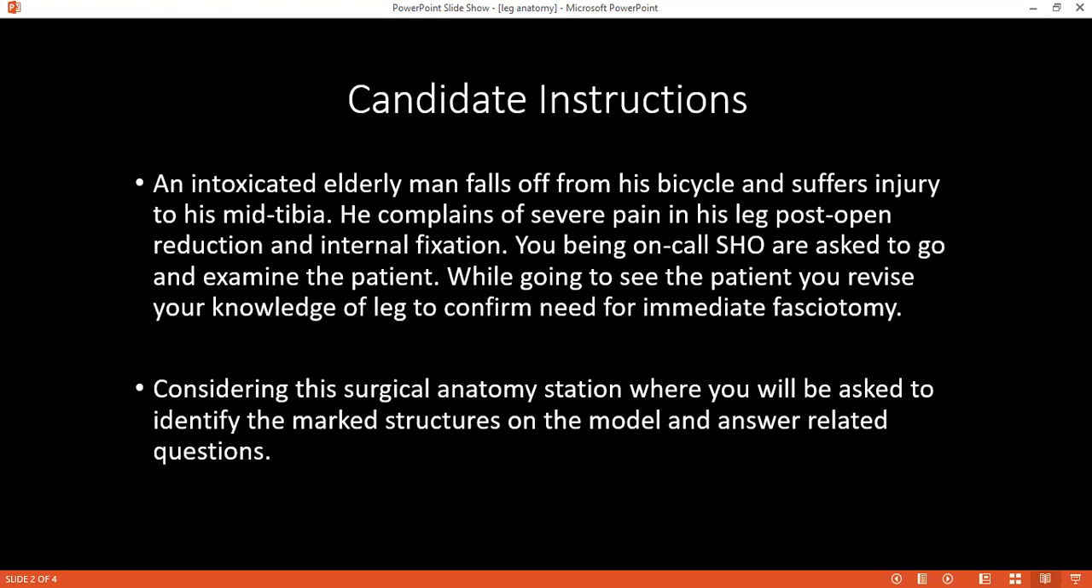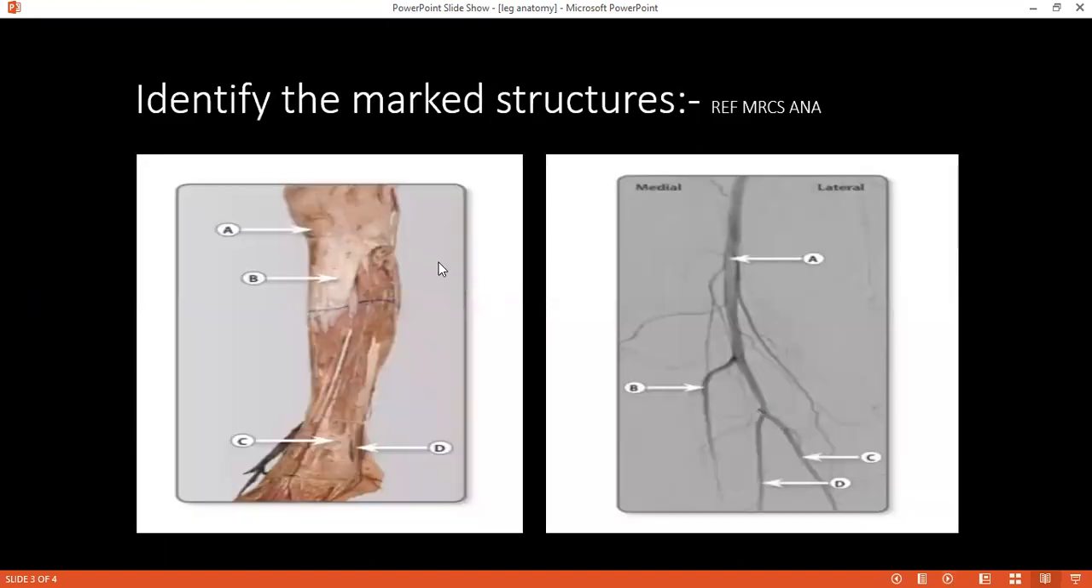Right, so if you have read and understood this question and anatomy station, kindly tell me, what are you looking at on the left-hand side picture? What kind of image is this, first of all? Number A is tibial patella, and number B is the insertion of something. Tibial is anterior. Should I say the origin and insertion also? No, just identify.